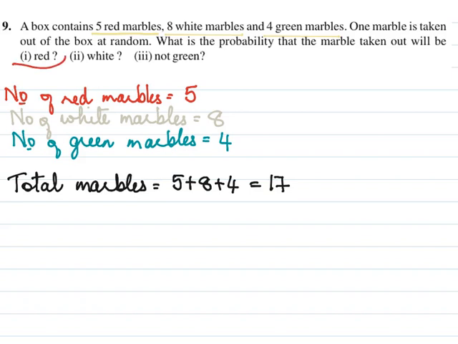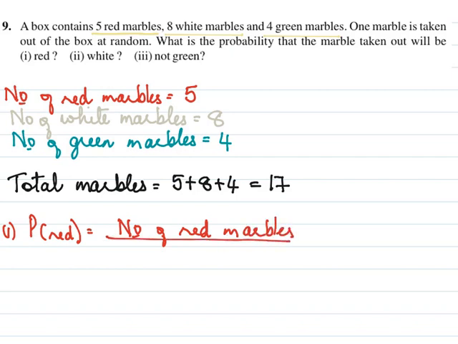The first question says, what is the probability of red marbles? So for the first one, the probability of red will be number of red marbles over total marbles or total outcomes. And we have seen the number of red marbles are 5. So that will be 5. And total marbles are 17. So it will be 5 over 17.